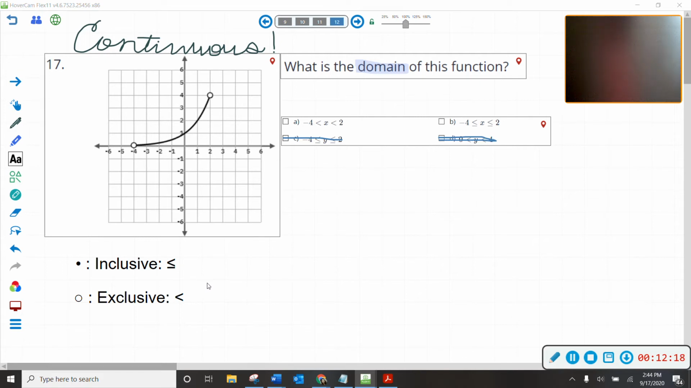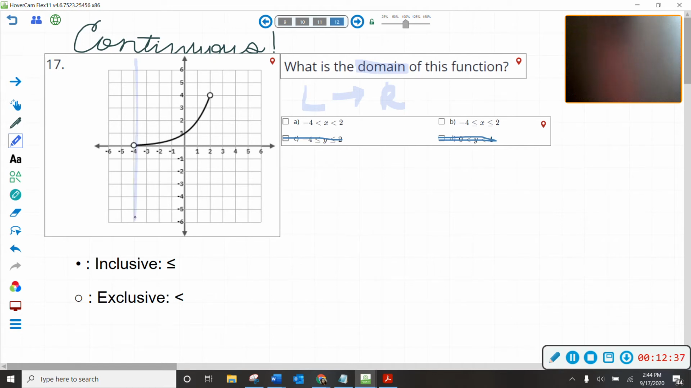Now, taking a look here, my x values, I already have my highlighter. We read domain from left to right. So the left side begins right here.